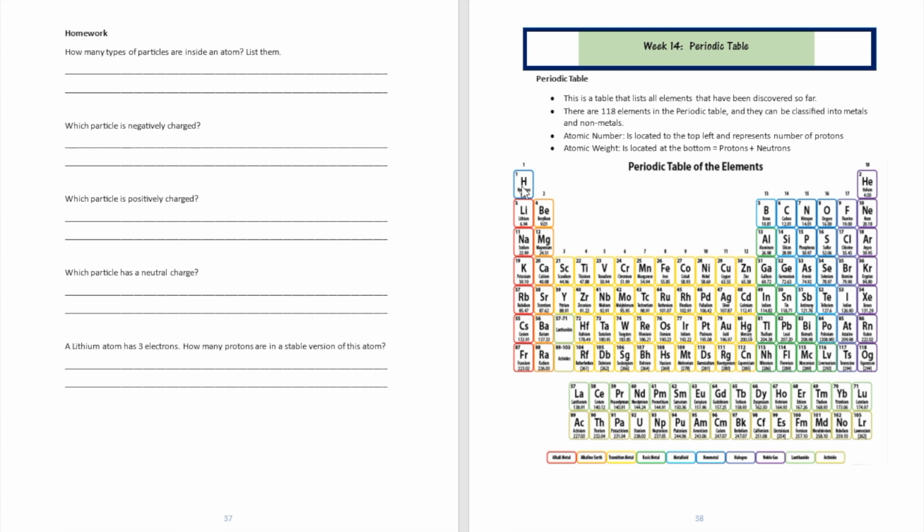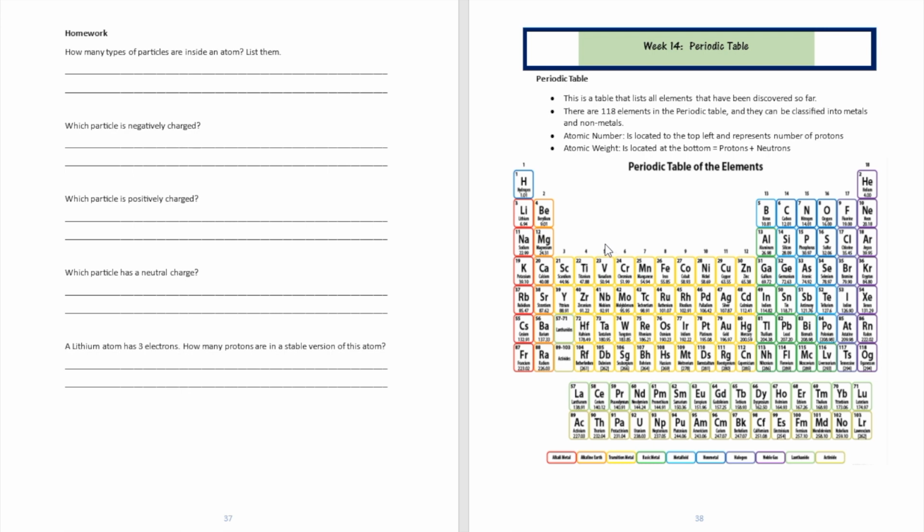So for example, hydrogen has an atomic number of 1 and an atomic weight of 1.08 or something like that. And you can use that to calculate the number of neutrons that the element is going to have. So let's take a look at lithium over here. Lithium has an atomic number of 3, and an atomic weight of 6.94. We can just round it up to maybe 6.9 or something like that. So that's how you read your periodic table.